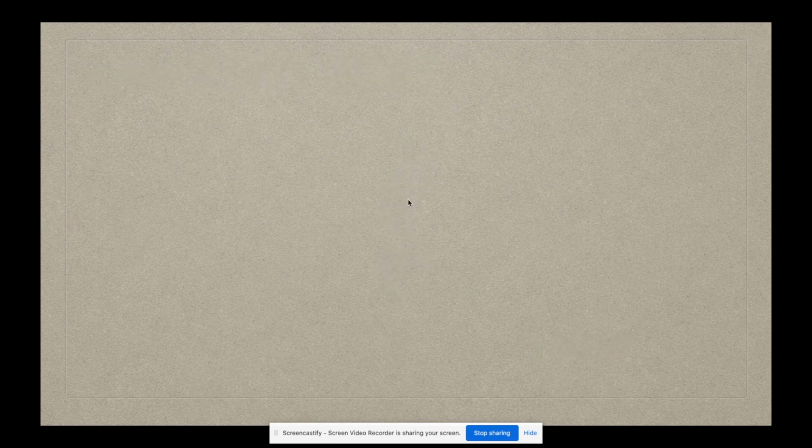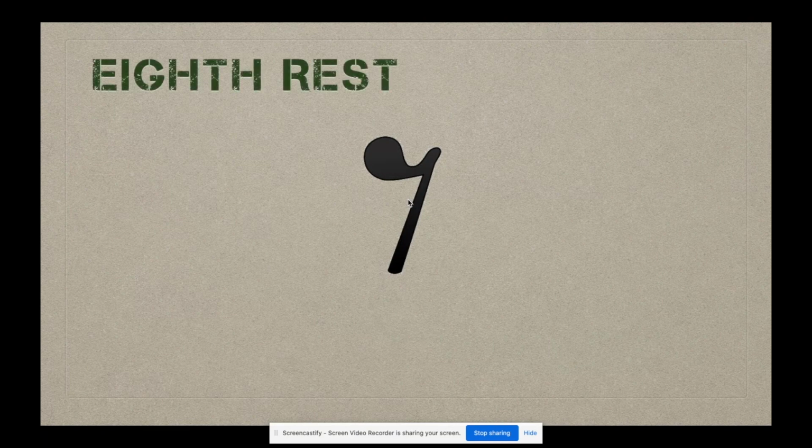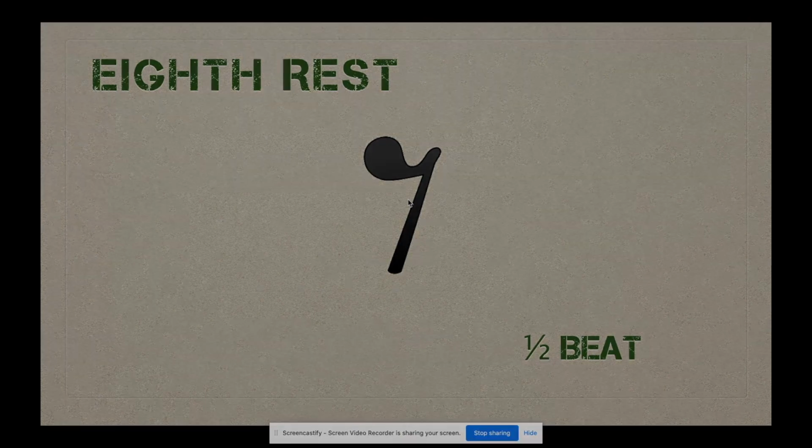The next one, it's kind of like that. It's a little weird looking thing. We call that an 8th rest. I bet you could guess that one as well. And an 8th rest, just like an 8th note, is half of a beat. Okay? So rests are just as important as the notes. We've got to make sure we know exactly how long they last. So make sure you memorize those as well.